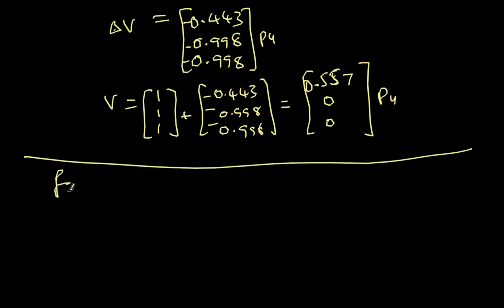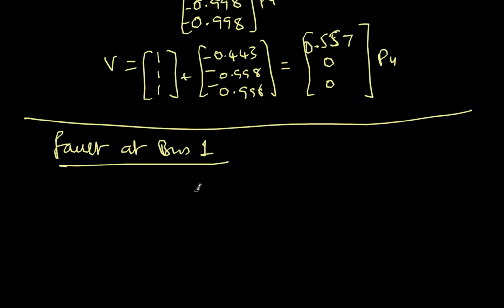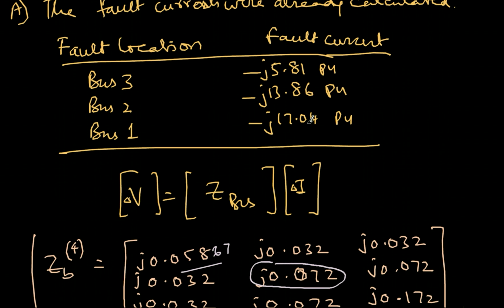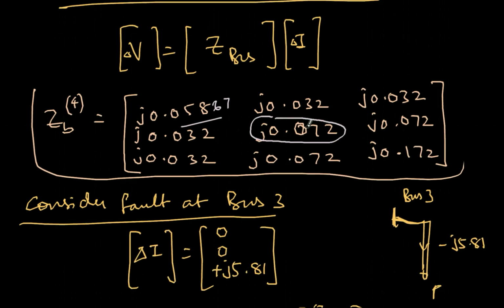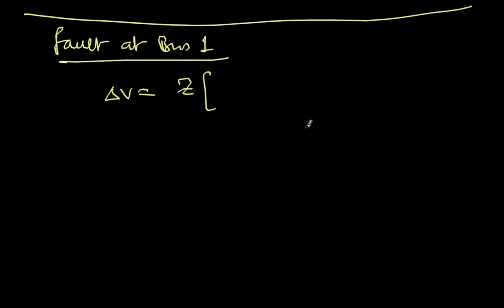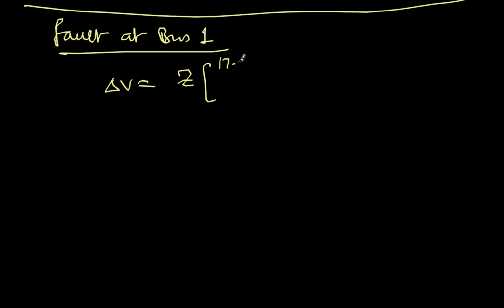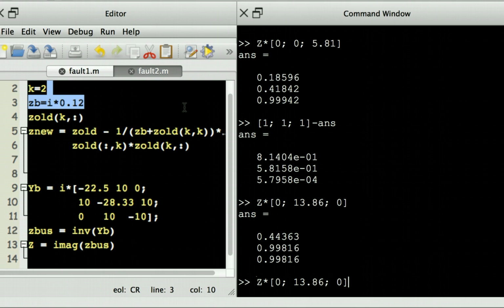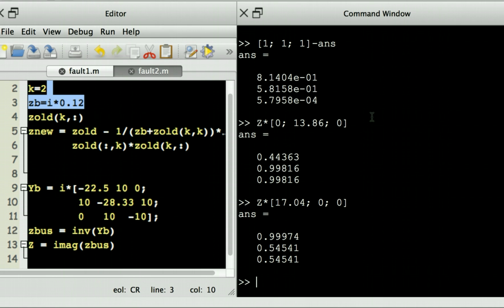So finally, fault at bus 1. When the fault is at bus 1, what is my delta V? It is nothing but Z into the fault current. What is the fault current at bus 1? It is 17.04. I'll say here 17.04 with the minus sign. Now if I run this, I'm getting like this.